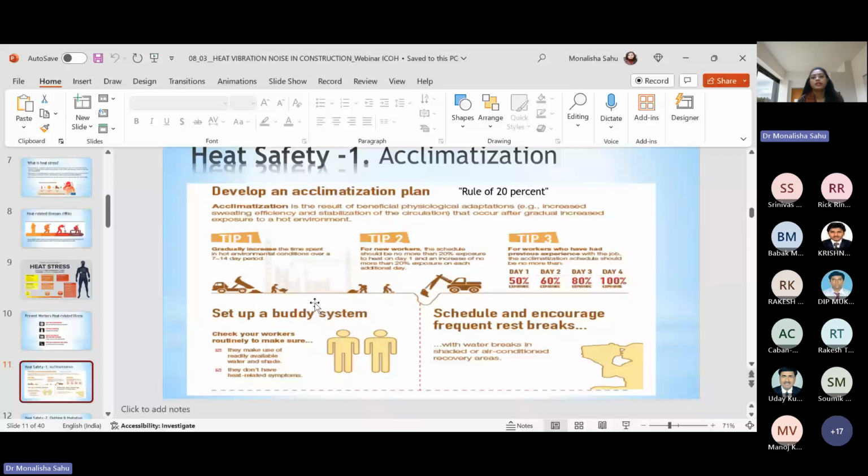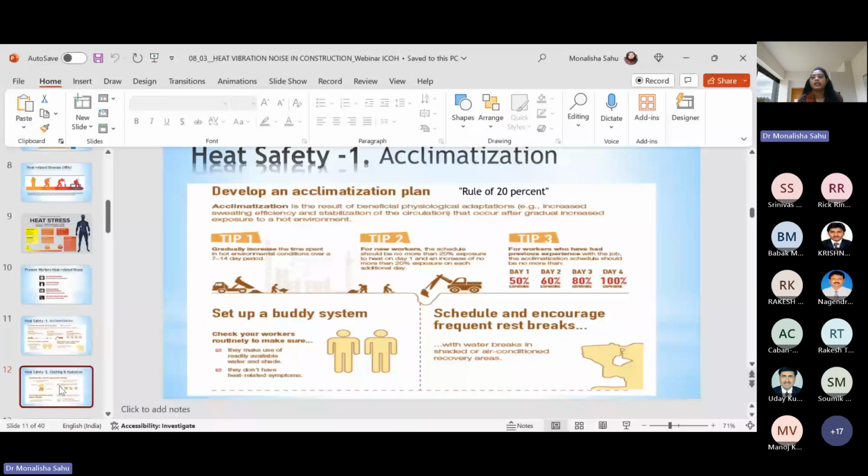Then another important part is to set up a buddy system that checks your workers routinely to make sure they make use of readily available water and shade, and that they don't have heat-related symptoms, because sometimes heat-related illnesses may result in confusion, and the person may not be in a position to inform the authorities that he's feeling something odd, or that there are any heat-related symptoms. So it is also important to schedule and encourage frequent rest breaks.